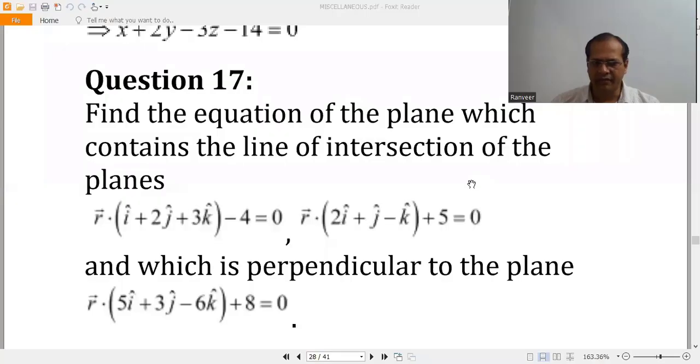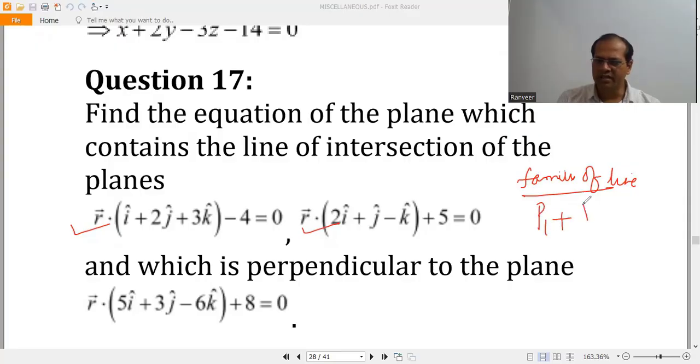Question number 17. Find the equation of the plane which contains the line of intersection of the planes. This is one plane, this is another plane. Here also the same concept applies. First is the family of planes: whenever two planes are there, we write P1 plus lambda P2 equals 0. Based on that, we create the equation of the family of planes here.